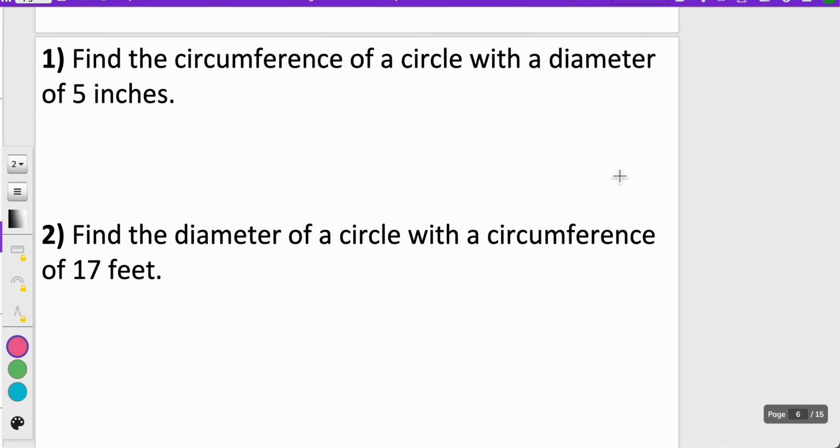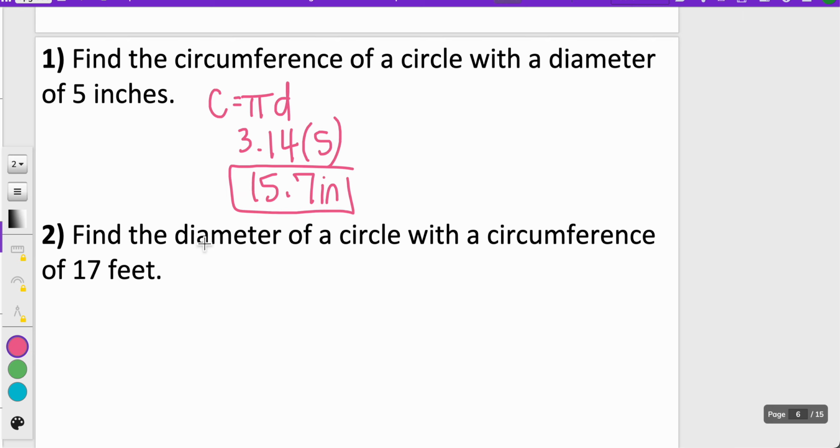So, number 1 and 2, find the circumference of a circle with a diameter of 5 inches. All you would have to do is take your circumference formula, pi times diameter, so that's 3.14 times 5, and we get 15.7.